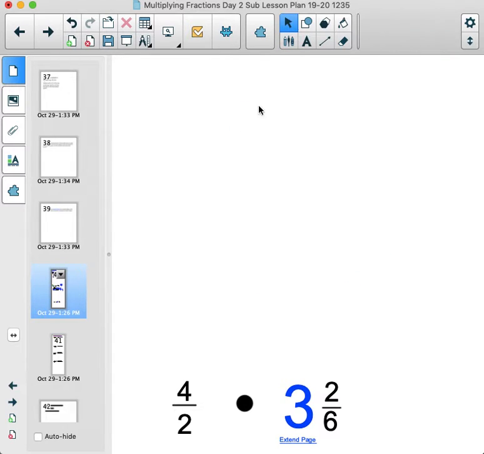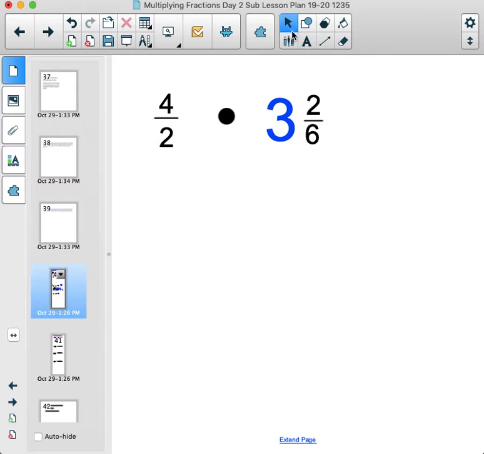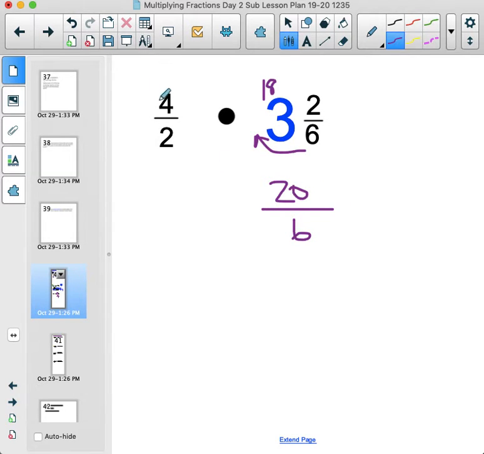All right, this is the last problem of this kind. Go ahead and solve it. All right, let's start here. I'm going to get rid of this mixed number. 3 times 6 is 18, plus 2 is 20. So I have 20 over 6. Now, I'll be honest with you. When I see this problem, this 4 over 2, if I were you, 4 over 2 is the same as 2 whole. So it's really 2 over 1. You would get 40 over 6 as a possible answer.